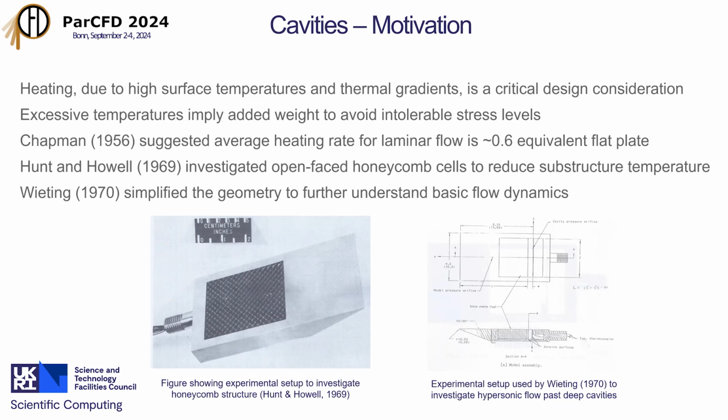So in '69, Hunt and Howell wanted to investigate this, and they did a honeycomb structure, which looks a bit like this. And so the flow's coming in this direction. From their experiment, they were able to show that they didn't get the 0.6, but they got about 0.7 of the flat plate. So there was some merit in doing this.